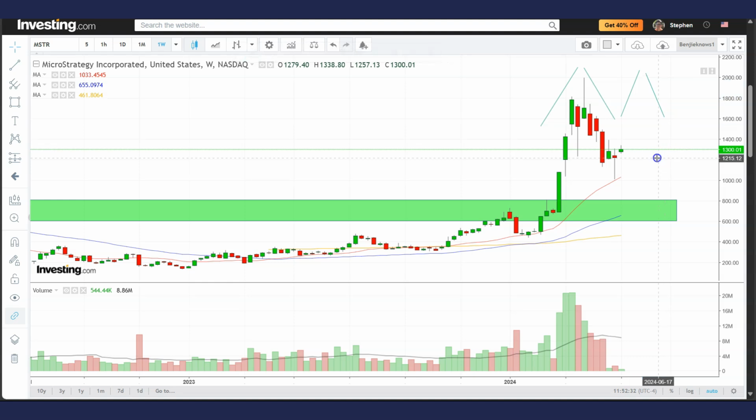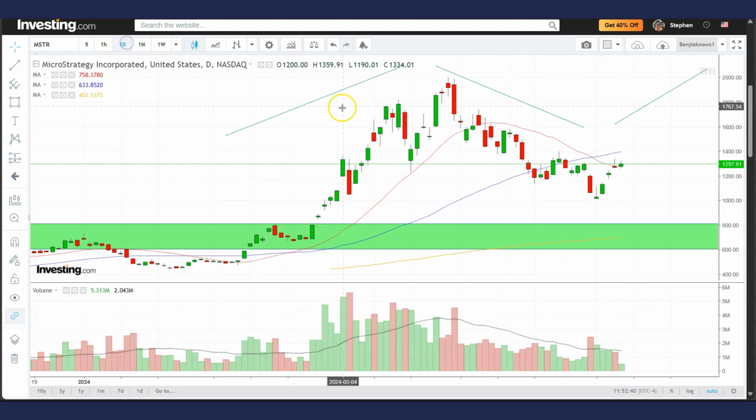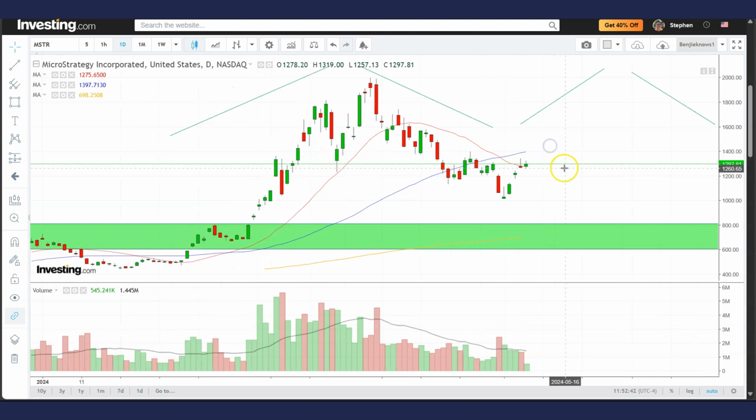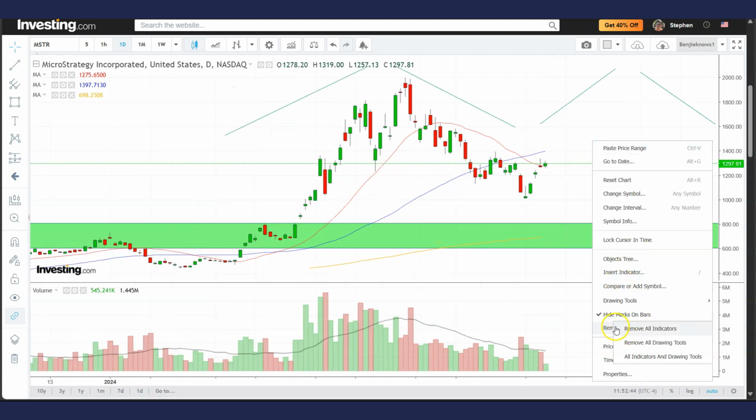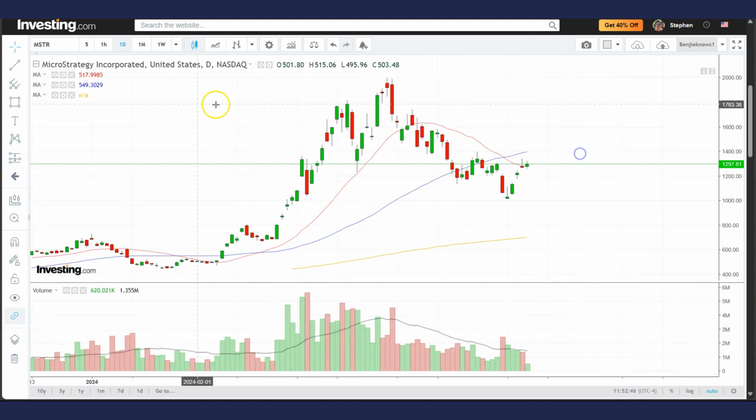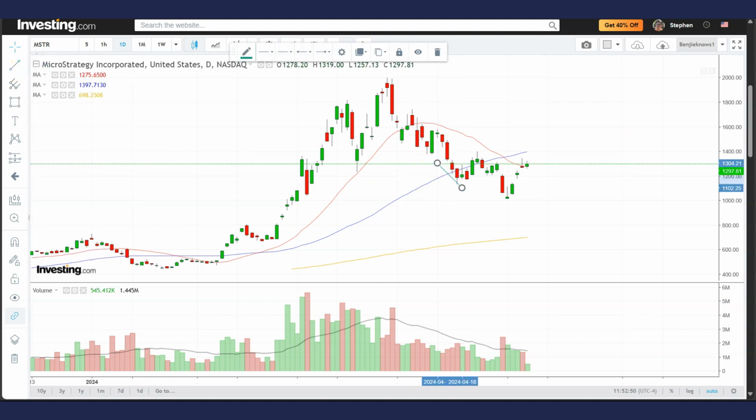So if it stabilizes here and moves up, the next thing we need to worry about is whether a double top forms. But at this moment, what you want to look at, let me just remove the drawing tools, is whether a reverse head and shoulders pattern can form in the stock. Alright, let me just draw for you to see.